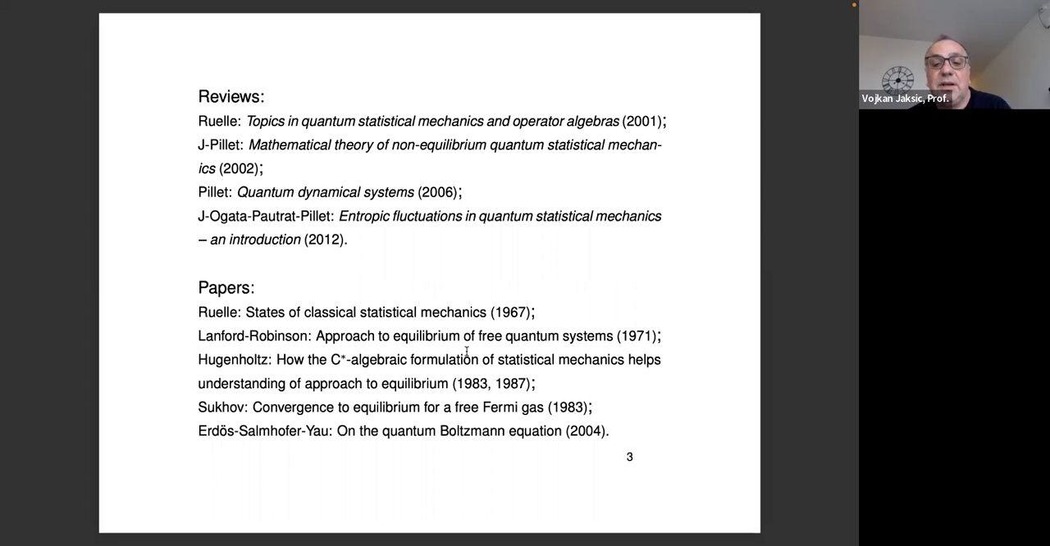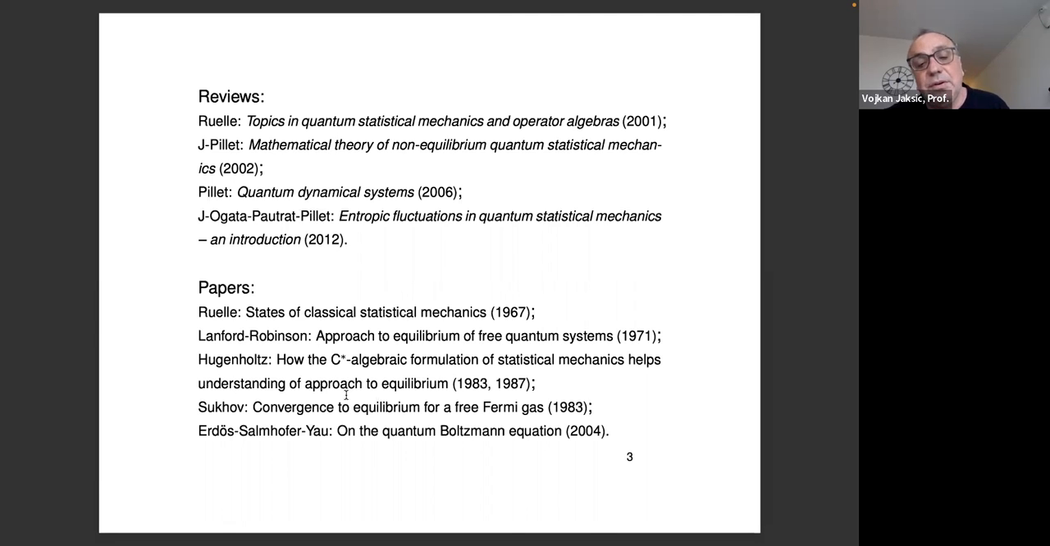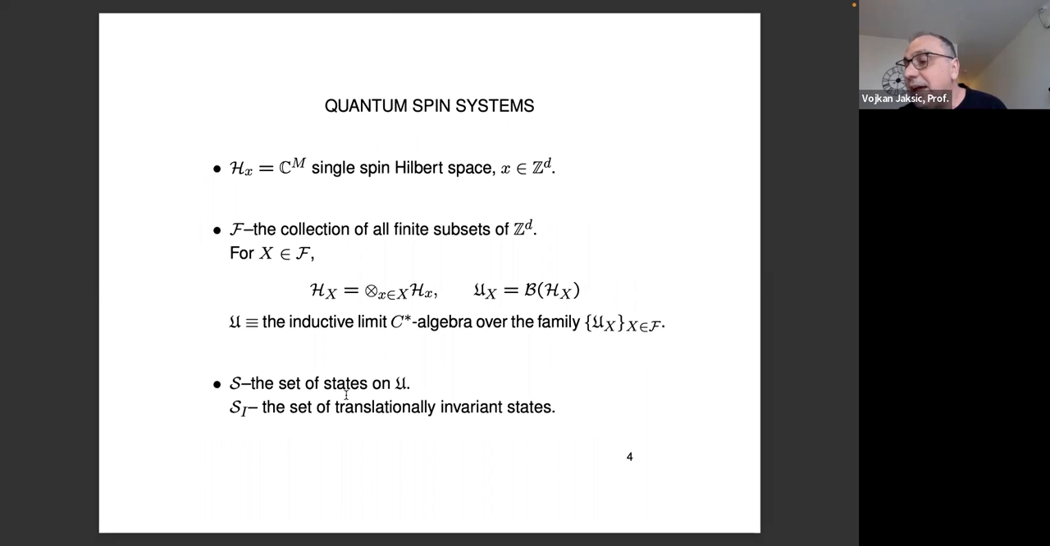And the last work I would like to mention is by Erdős, Salmhofer, and Yau on the quantum Boltzmann equation. In this work, the authors give an analysis of possible routes to derivation of the quantum Boltzmann equation in relation to Hugenholtz's work. And I will stop with listing the references here. I should say that there are many other works on the quantum Boltzmann equation, but I'm just listing here the ones of Hugenholtz and Erdős, Salmhofer, and Yau, because those are the ones we were motivated by.